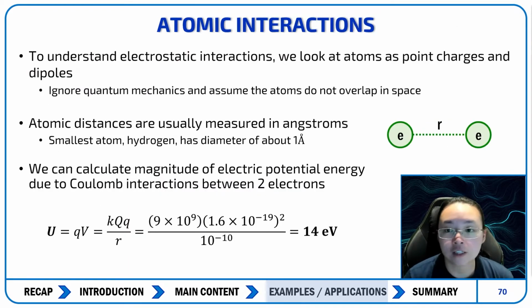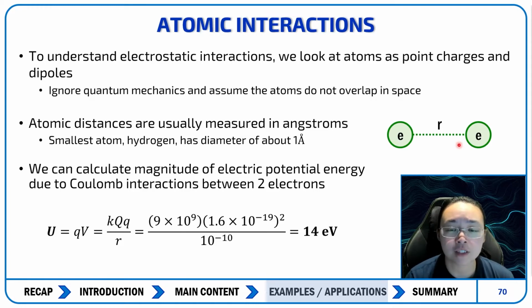So for atomic interactions, we can look at atoms as point charges and as dipoles. So we're just going to ignore quantum mechanics and assume that the atoms don't overlap in space at all. So atomic distances are usually measured in angstroms. The smallest atom, hydrogen, has a diameter of approximately 1 angstrom. So here, what we're trying to model using electrostatic interactions is you have one electron here, another electron here, and they have a distance of r between each other.